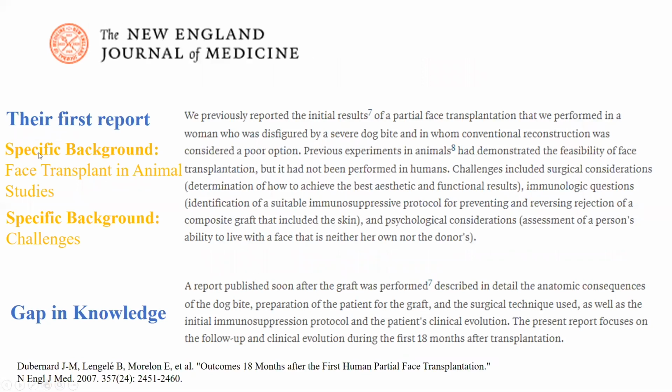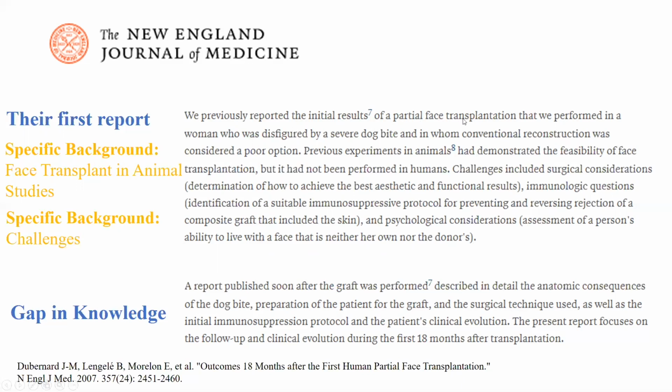So they talk about their previously reported case, and I mentioned here the general outline they had. The specific background they chose here is the face transplant in animal studies, and we'll go now over that. And the specific background of the challenges they faced with their case.